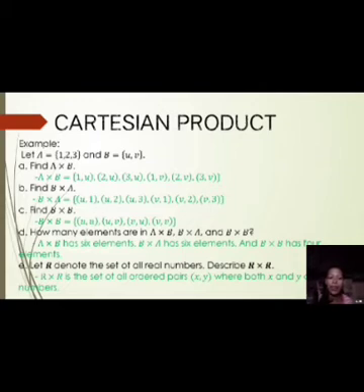That is the elements of A cross B. B, find B cross A.